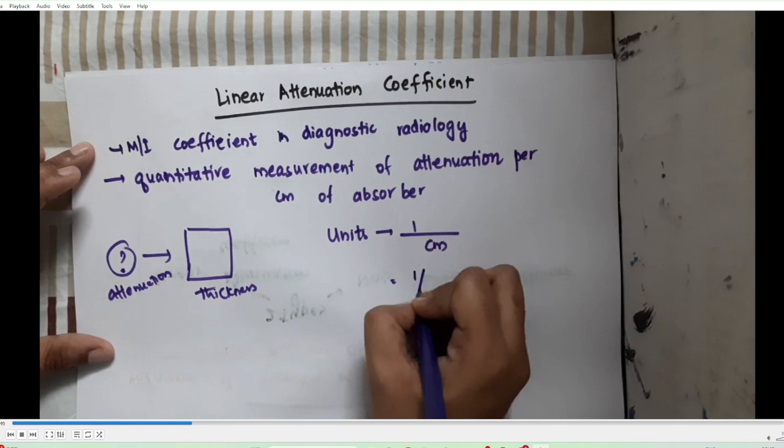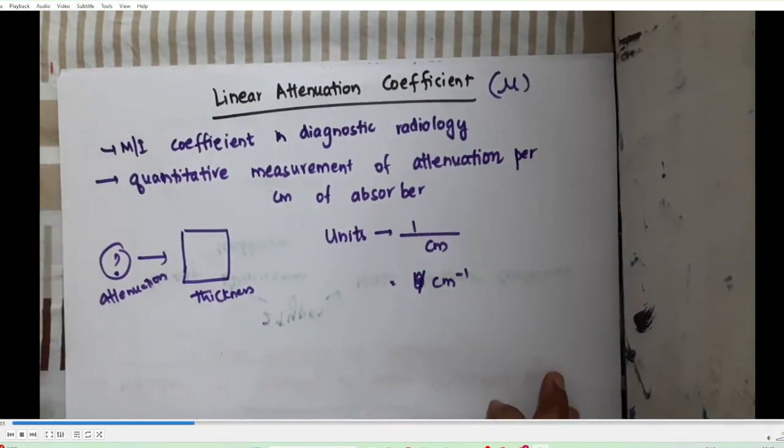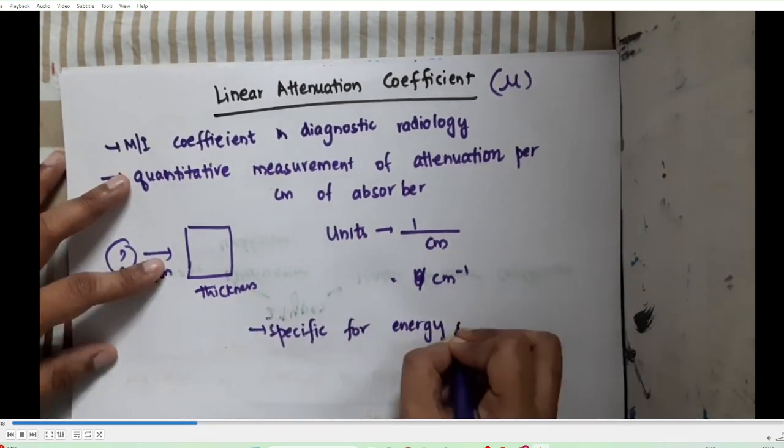The linear attenuation coefficient is given by the units 1 per centimeter, and thus the name linear attenuation coefficient, because centimeter is a linear measurement. The expression per centimeter is same as 1 by centimeter or centimeter inverse.